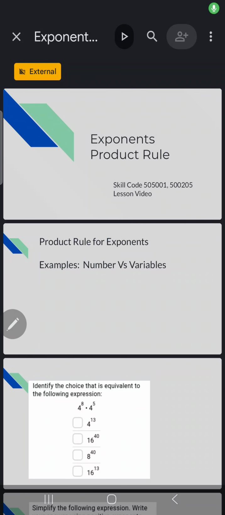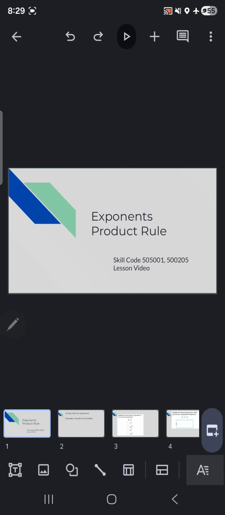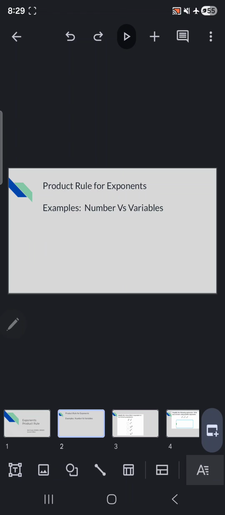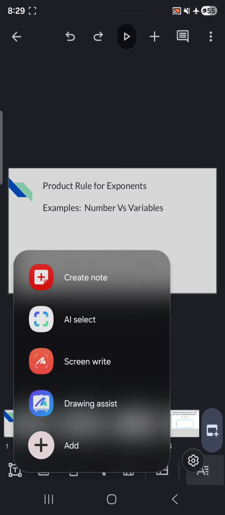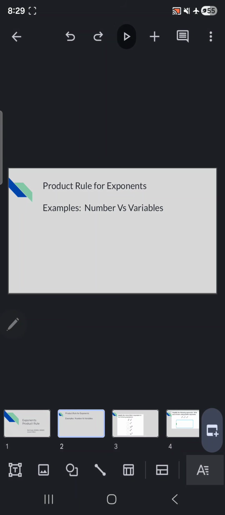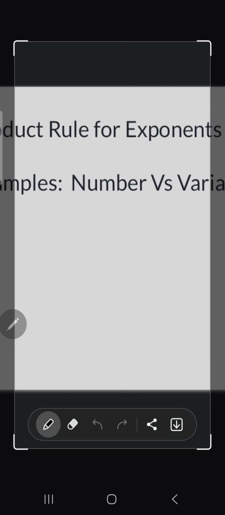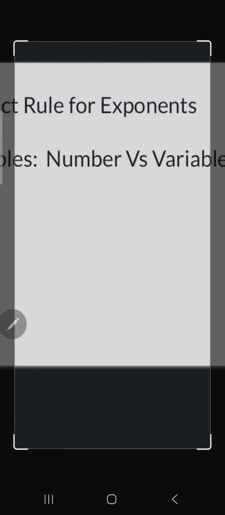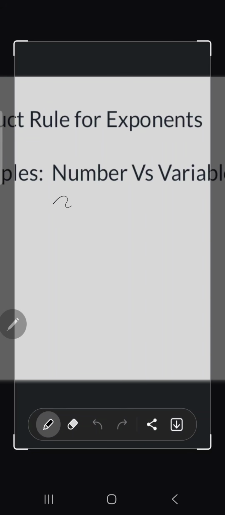In this lesson, we'll be learning about the product rule for exponents. Okay, so we're talking about numbers versus variables, and we want to take a look at what it looks like when you have a number times a number with an exponent and a variable times a variable. So the difference is when you have, say, 4 to the 6th power times 4 to the 7th power. Okay? And variables would look like this: x to the 10th power times x to the, say, 3rd power.